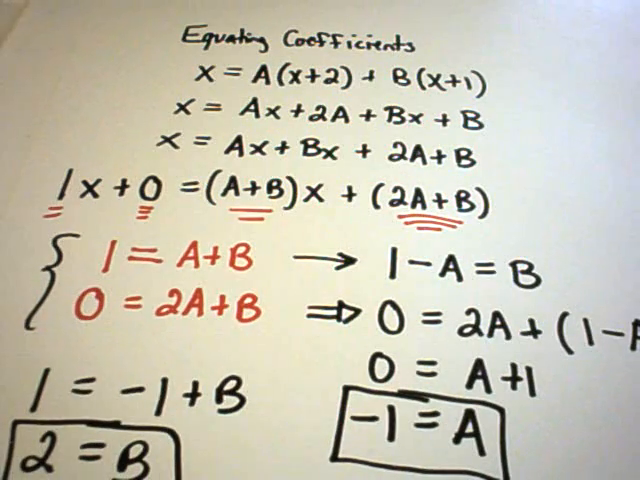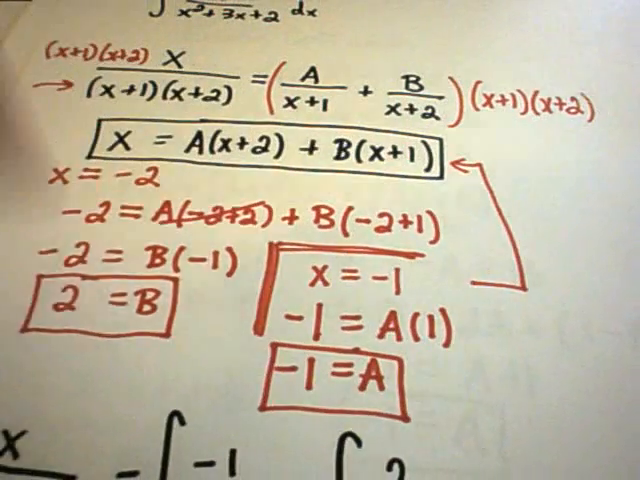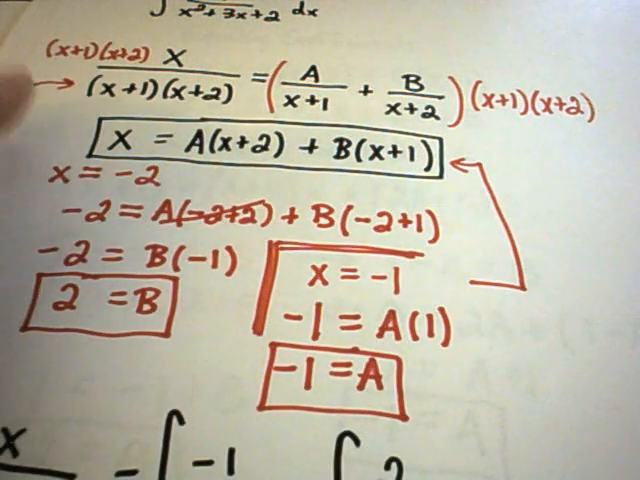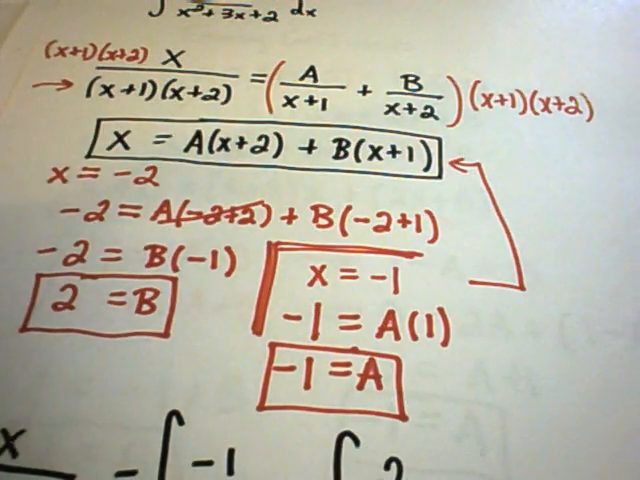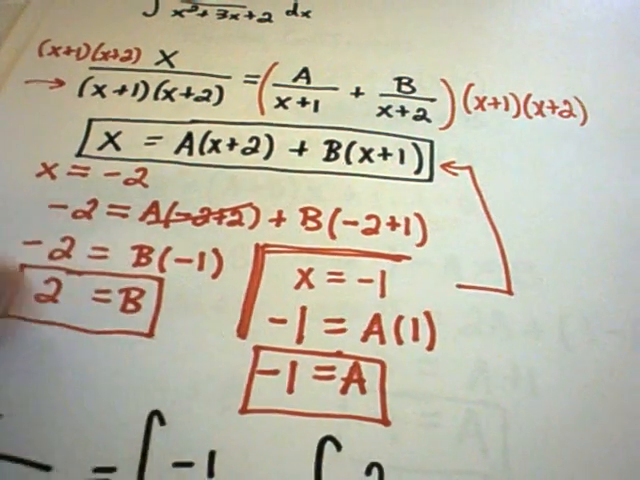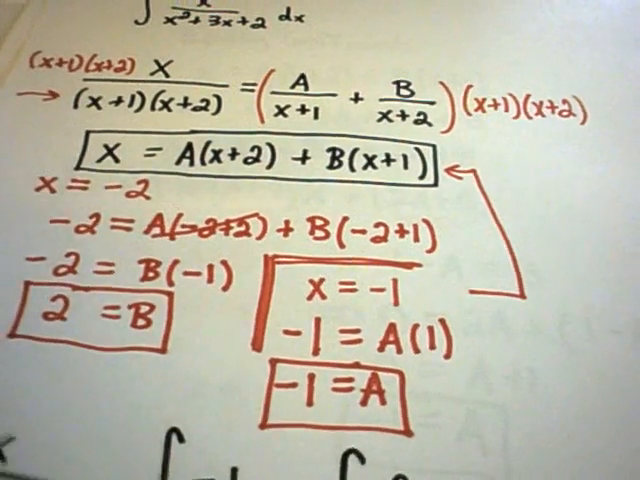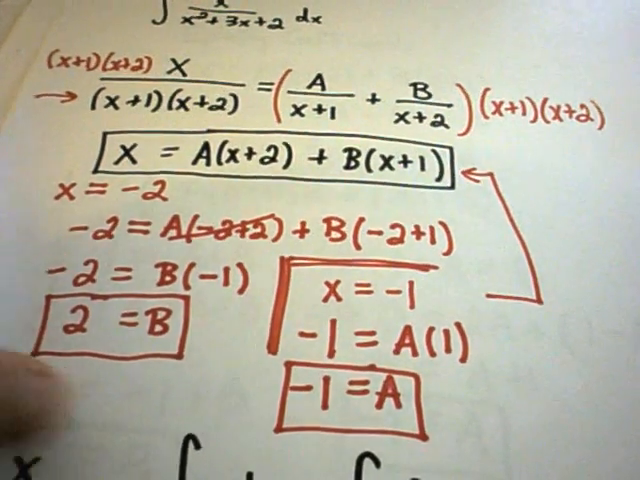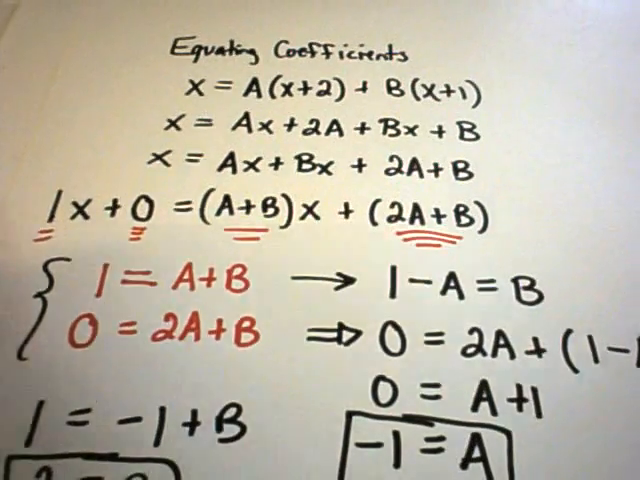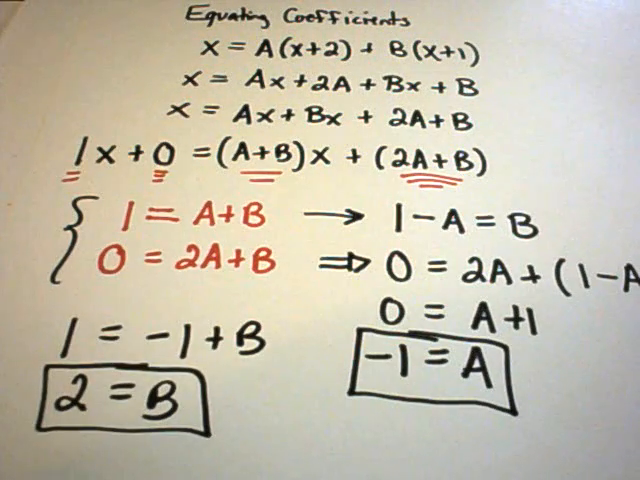So lo and behold, I've got the same values for my a and my b as when I did it the first time. This little trick of plugging in values is nice, but it only works if you have linear terms floating around. Do it as much as you can, it'll still make life a little easier. But the long way, equating the coefficients, will always work. That's the benefit of it. Longer, but hey, it'll always get you there.